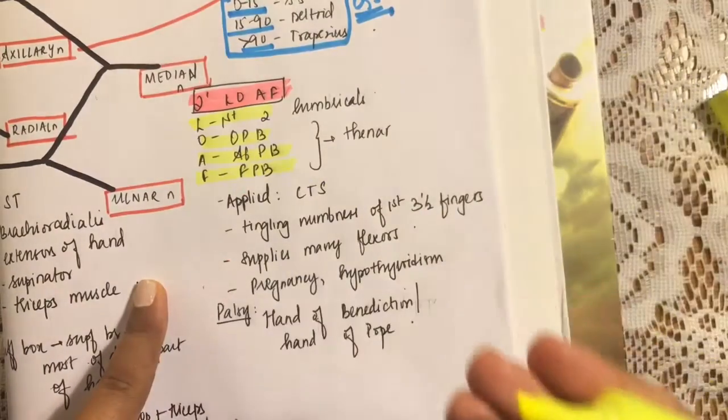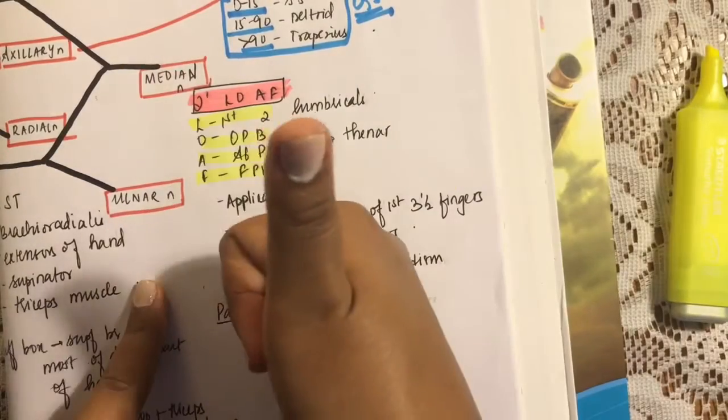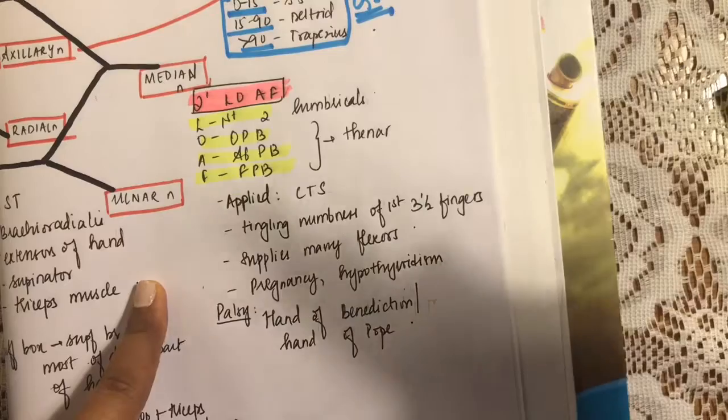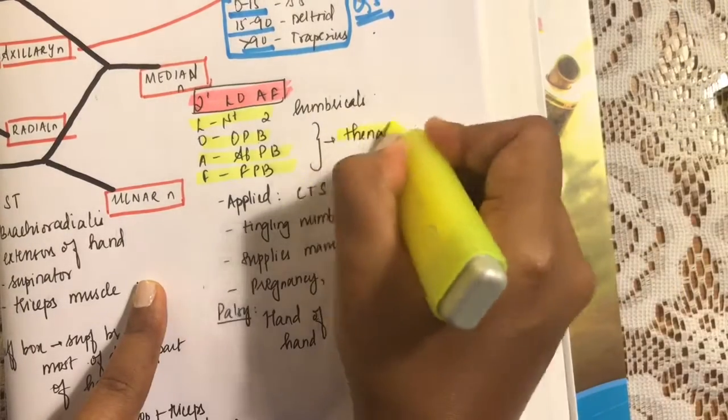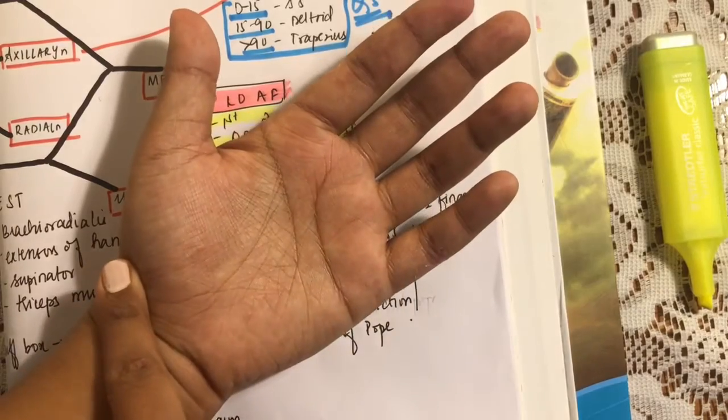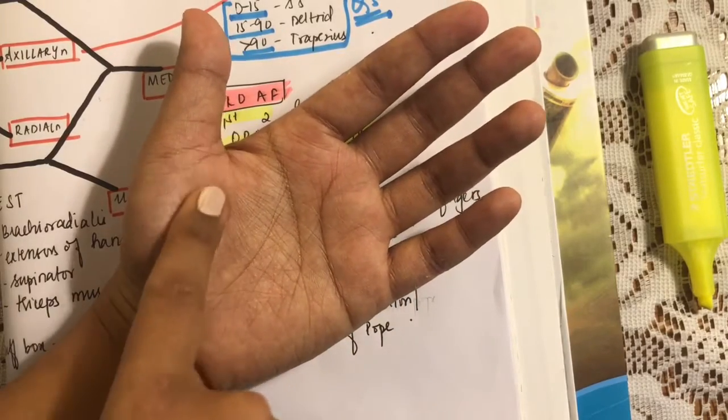All these pollicis means it's going to the thumb. The thumb is the police guy of our hand. Just remember it like that. And all of these are in the thenar eminence. This part of our hand is the thenar eminence, which is mainly supplied by the median nerve.